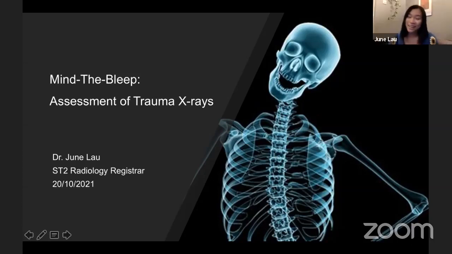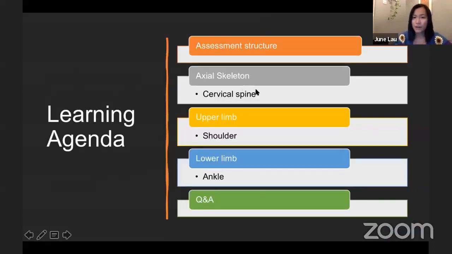Thank you very much. So my name is June, and I'm currently working as an ST2 radiology reg in Manchester. And hopefully within this next hour, we'll be able to go through how I look at trauma x-rays. Because we only have an hour, I did a quick survey of some of the junior doctors that I knew, and we chose some of the images that we thought would give us the highest yield.